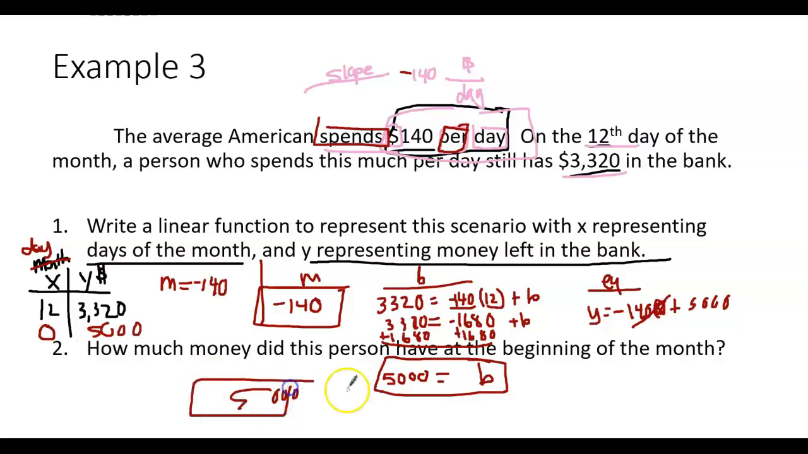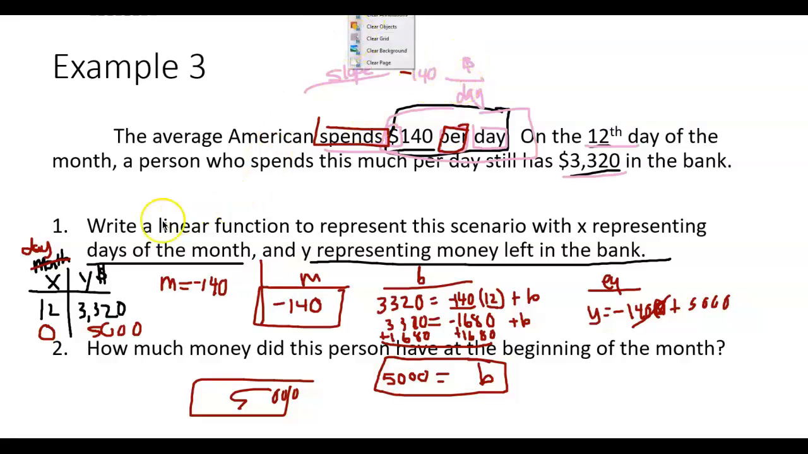But we also could have known that because, as you guys know, the y-intercept just represents the starting amount anyway. So my equation is negative 140x plus 5,000. The starting amount was 5,000. And the slope is, as you guys know, $140 a day.